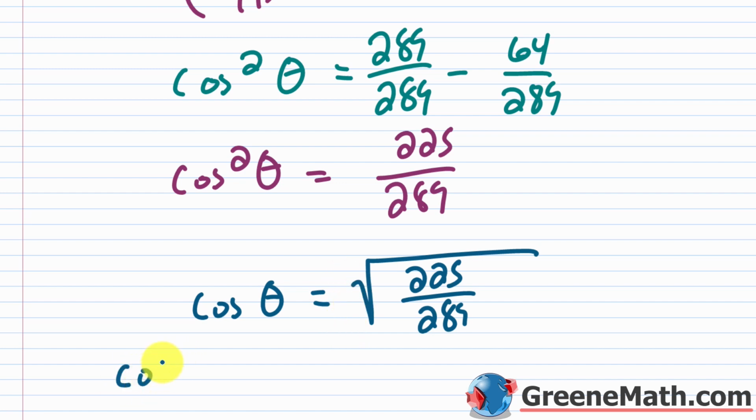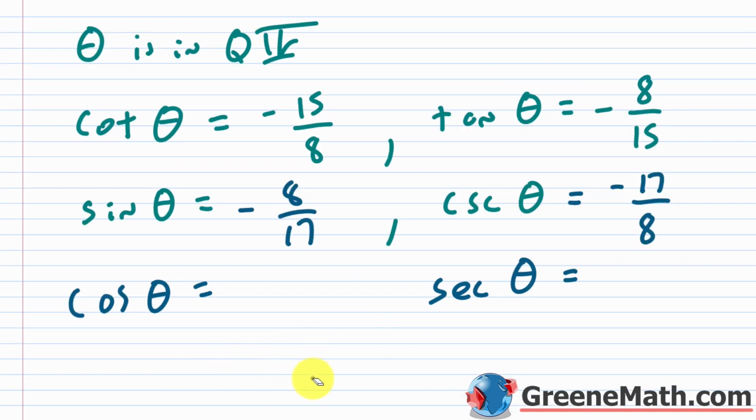So then I want cosine of theta to be equal to, the square root of 225 is 15, the square root of 289 is 17. So that's my cosine of theta. So coming back up here, let me write this more neatly. The cosine of theta is 15 over 17. And the secant of theta, again, just take the reciprocal. This would be 17 over 15.